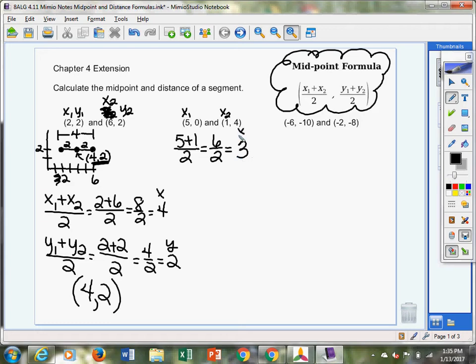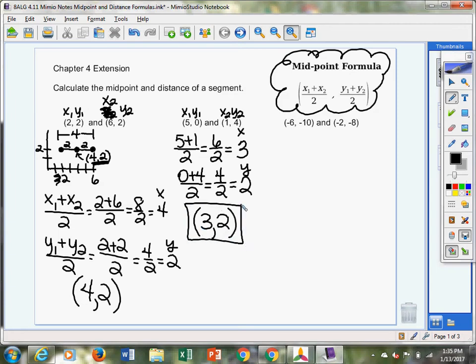So this is the x of my midpoint. I added the x's and divided them by 2, and the resulting answer is the x of my midpoint. Now I'm going to go back and do the same thing for the y's. I'm going to go 0 plus 4, and I'm going to divide that by 2. 0 plus 4 is 4, and 4 divided by 2 is 2. And that's the y of my midpoint. So my midpoint between those two endpoints will reside at (3, 2).